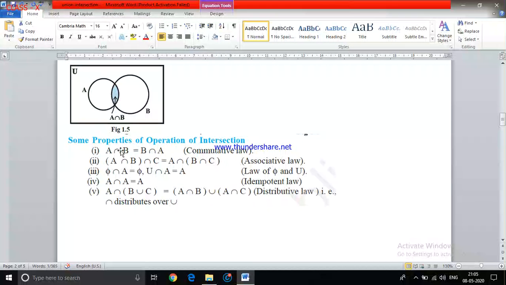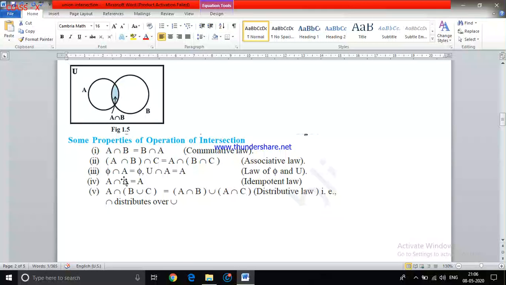So here also I have the commutative property. A intersection B is the same as B intersection A. So if I have two sets, you find A intersection B or B intersection A, the common elements will remain the same. And similarly, the associative property will also be satisfied. A intersection B intersection C equals A intersection B intersection C. Okay. Now here there is a little bit of sense.